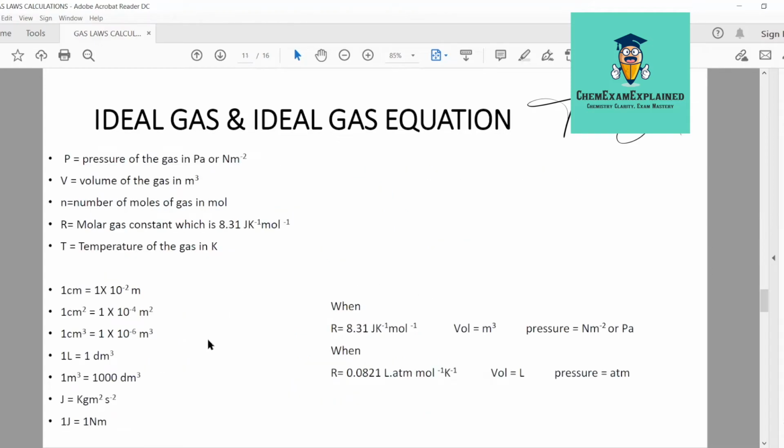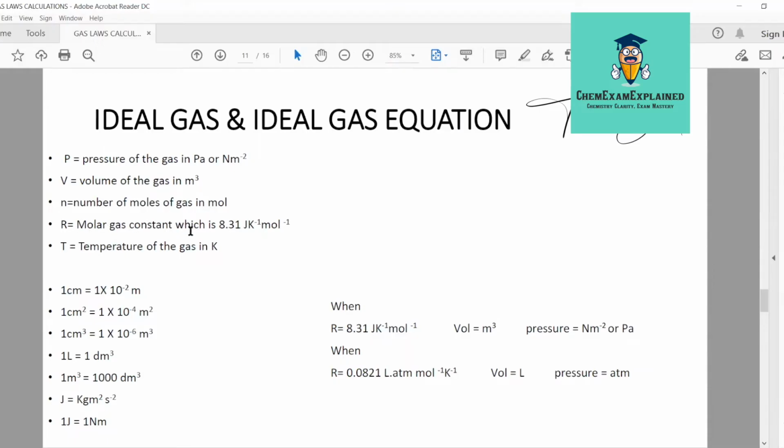These are some units that you must remember that will be helpful in your conversion. So pressure is in Pascal or Newton per meter square. Volume can be in meter cube, liter, dm cube, milliliter, or centimeters cube. The unit that will be used will be based on the R, the molar gas constant that is given. So right now we're using meters cube. Moles is in, of course, mol.